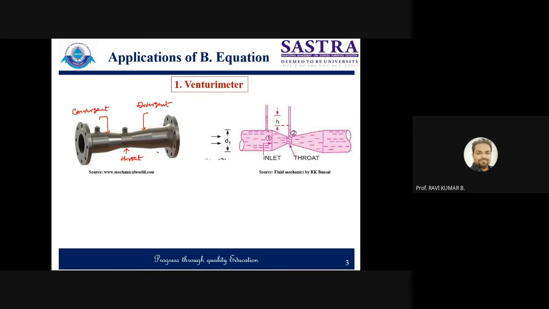So the definition of venturimeter is that it is a device used for measuring the rate of flow of fluid through a pipe section. It consists basically of three portions. One is the short convergent part. Then after that, this is the throat. Then the long divergent section. This divergent section length is bigger than the short convergent section.